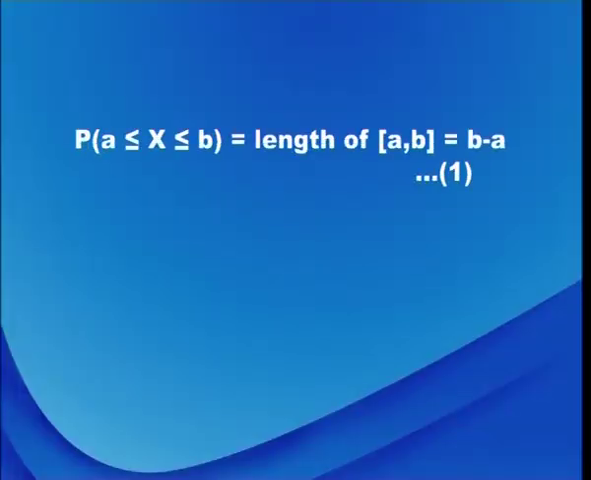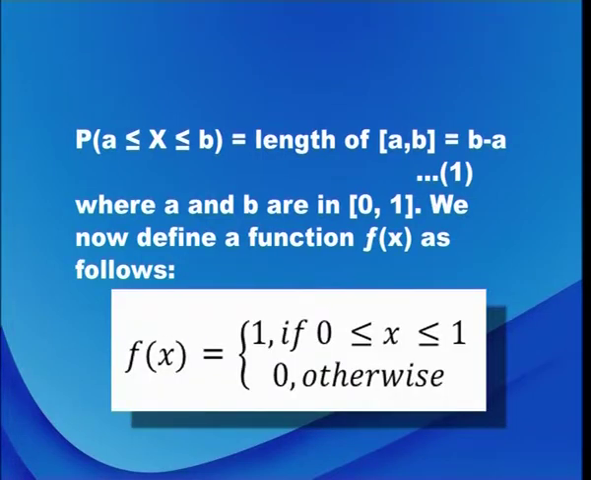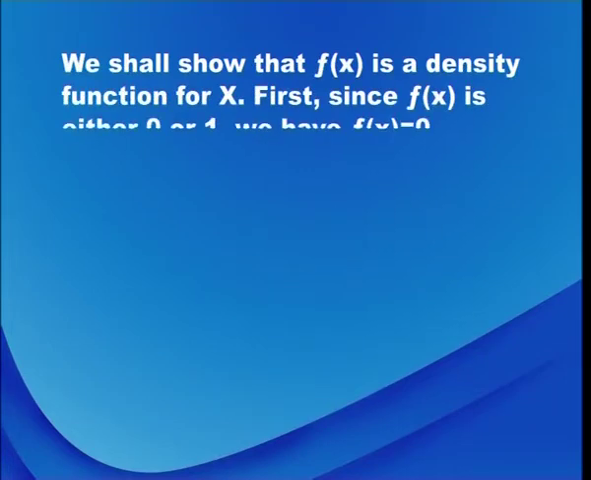For example, consider an experiment in which a number x is randomly selected from the interval 0 to 1. Then x is a continuous random variable such that the probability of a ≤ x ≤ b is equal to the length of the interval ab, which is equal to b − a, where a and b are in the interval 0 to 1. We now define a function f(x) as follows: f(x) is equal to 1 if 0 ≤ x ≤ 1 and 0 otherwise. We shall show that f(x) is a density function of x.